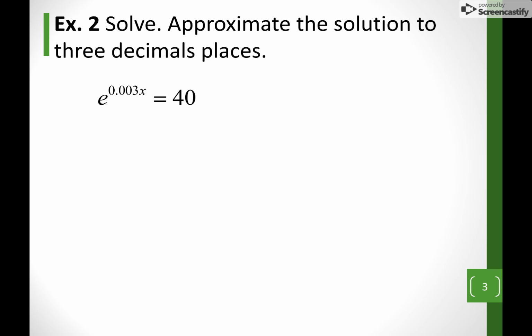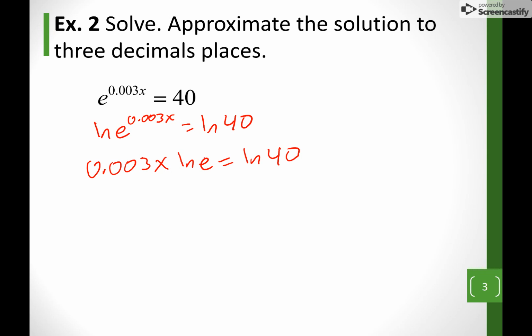Now, because I have an e, I'm not going to use just log. I'm going to use, in this case, natural log. So I have that ln of e to the 0.003x is equal to ln of 40. I know the exponent comes to the front, so I have 0.003x natural log of e is equal to natural log of 40. Natural log of e is 1. There is multiplication, so basically that's not going to do anything. So I have that 0.003x is equal to natural log of 40.